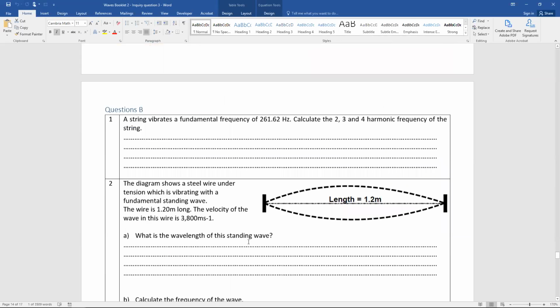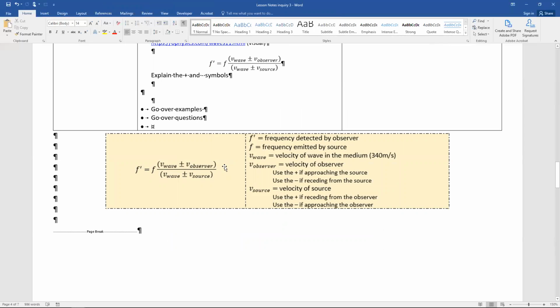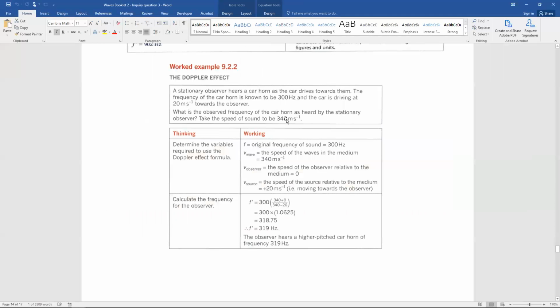Okay, we've got another example here. We'll walk through this example as well. Okay, a stationary observer hears a car horn as the car drives towards them. Okay, so here we've got somebody just standing still. The frequency of the car horn is 300 hertz. So it's 300 hertz, the car's moving towards him, and the car is moving at 20 meters per second. So let's have a look at what that's going to look like. So observer, 0. So it's just going to be 340 divided by 340, it's approaching, minus 340 minus the speed of the source, which is 20 meters per second.